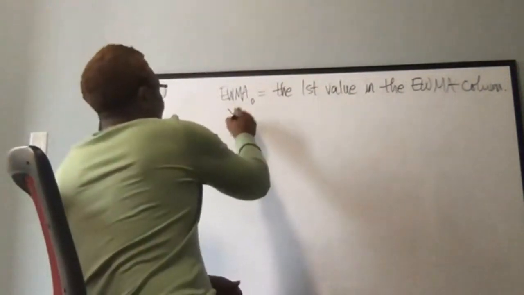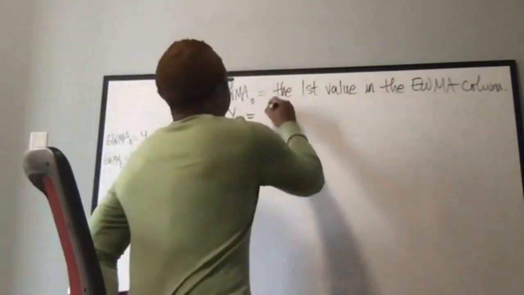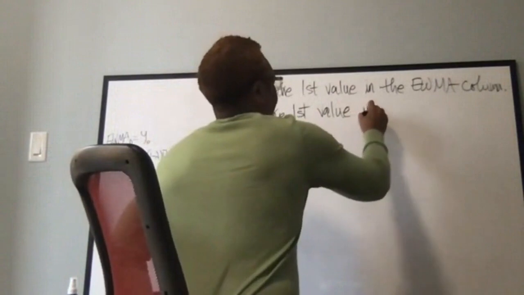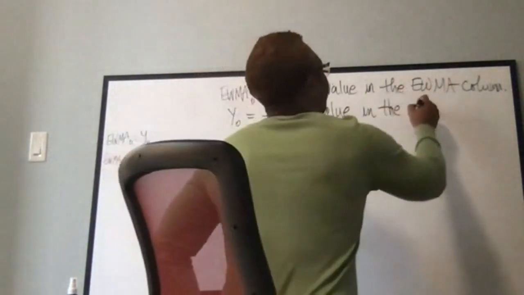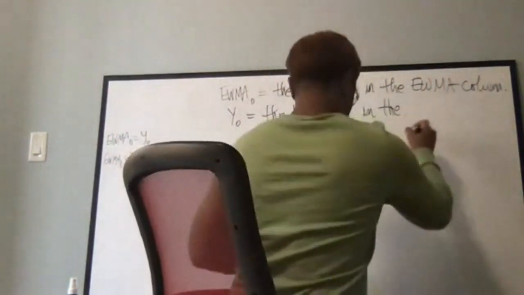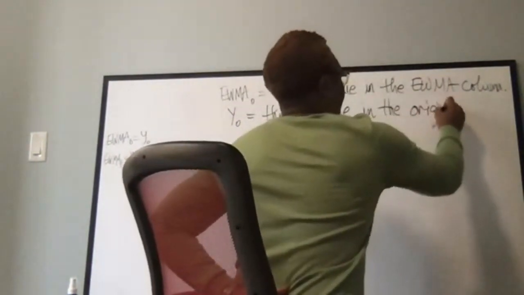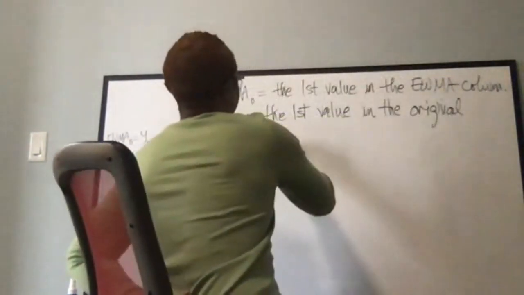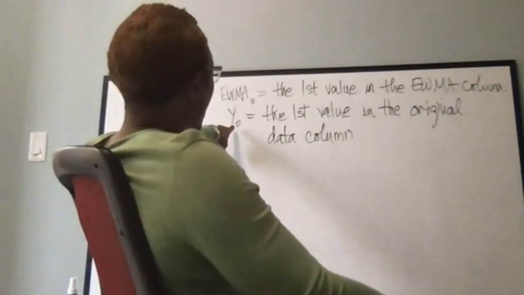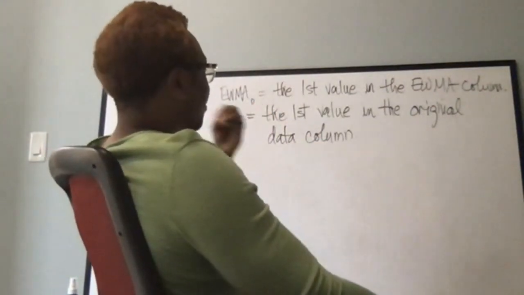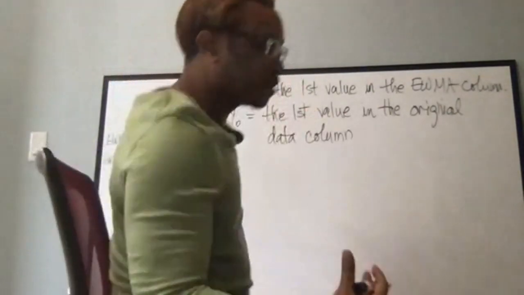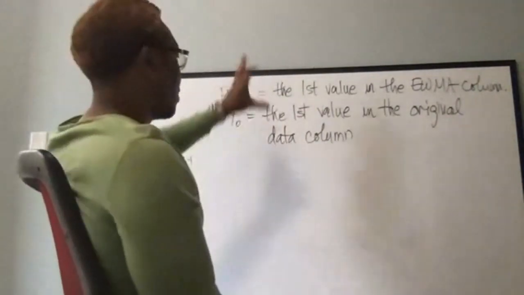Now, what I'm going to call Y sub 0, I'm going to call this the first value in the data, let's say the original data column. So this Y0 is going to be our original data. Like in our case, it's going to be revenue, or it could be sales or whatever you're monitoring in that time series problem. That's what we're going to call the Y.